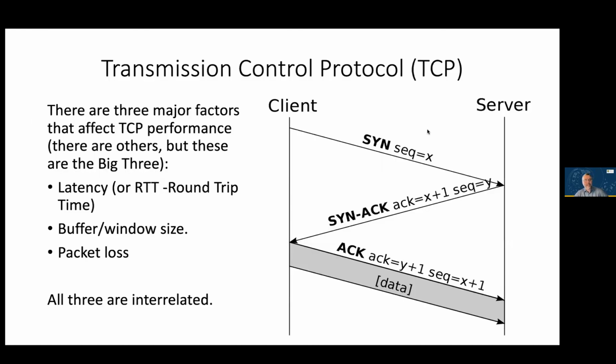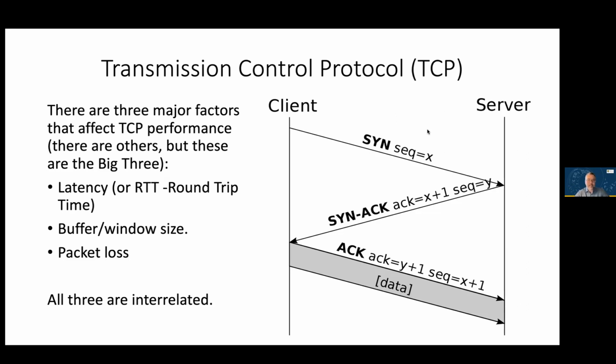Okay, but let's talk real quick about some of the specifics here. There are really three major factors that affect TCP performance. Transmission control protocol is kind of the most common way on the internet that traffic flows back and forth. Those are latency, buffer window size, and packet loss. And all three of those are very interrelated when it comes to talking about how data is transferred on the internet. So you've got a client and a server, and they're doing a series of communications back and forth, sending SYN packets, SYN-ACKs, and ACKs before they can send the data.